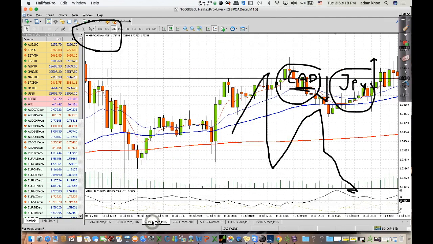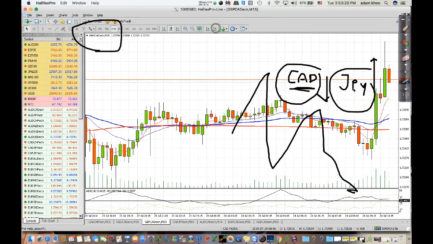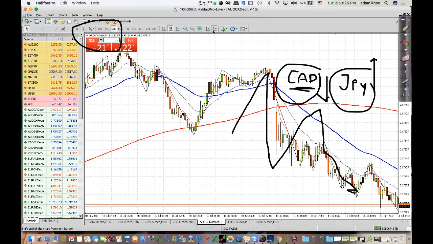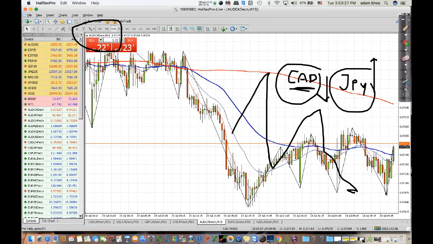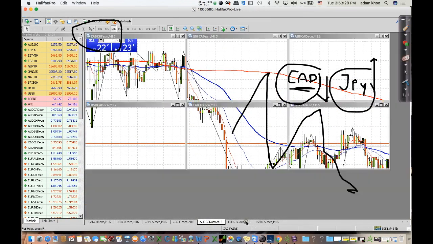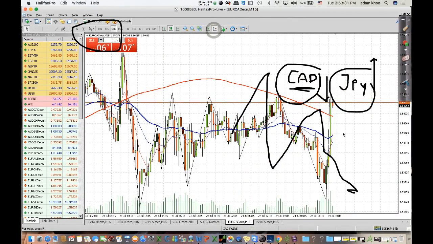Pound CAD should also be going up. Yes, pound CAD is going up. Aussie CAD should be going up. Well, it's going sideways. Euro CAD should be going up, but it's going sideways too. So you can see that the Canadian pairs are not all in line, but the yen pairs are all in line. In other words, yen is strong across all pairs. And as long as one of them shows correlation, I'll take this trade.